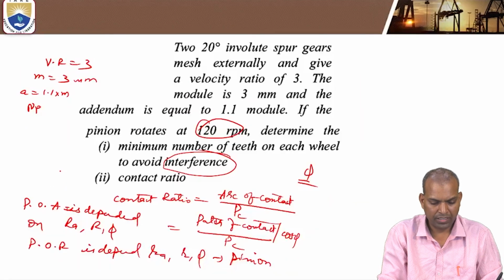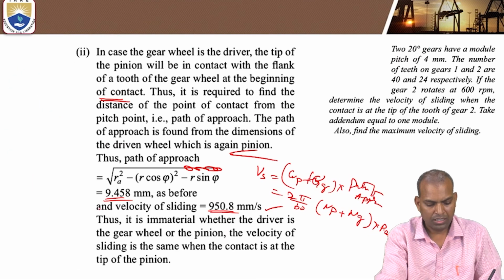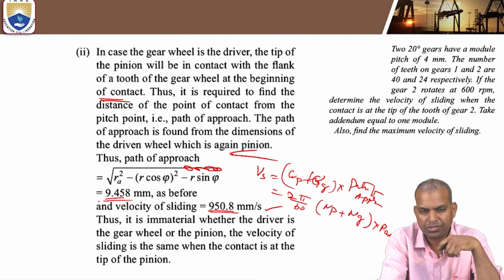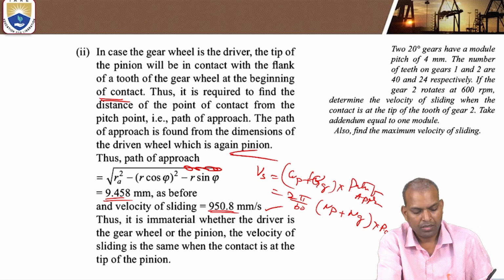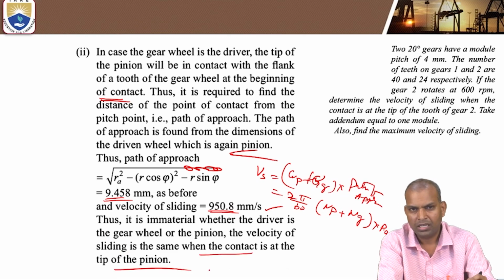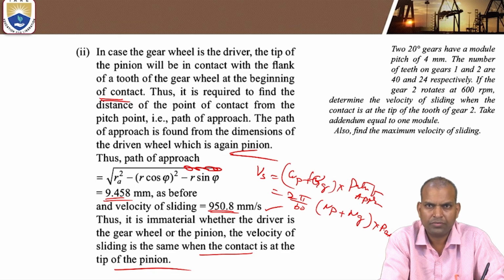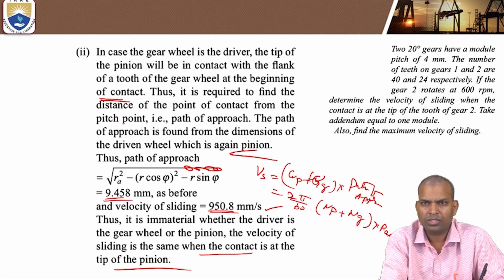It is immaterial whether the driver is the pinion or the gear, but the velocity of sliding is the same when the contact is at the tip of the pinion. That is the meaning. When the contact is at the tip of the pinion, whether the gear wheel is a driver or a follower, it is immaterial. So these are the important points we have studied in this session.